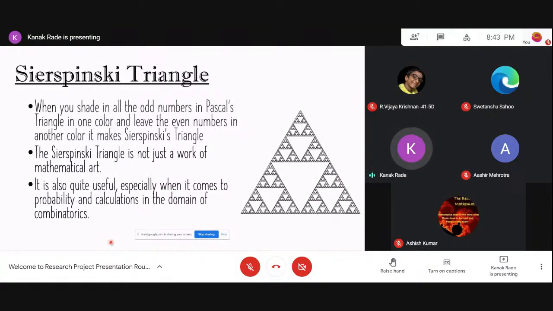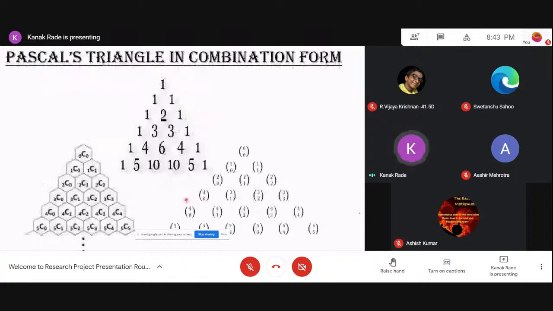The Sahoo triangle. When you shade in all odd numbers in Pascal's triangle in one color and leave the even numbers in another color, it makes the Sahoo triangle. The Sahoo triangle is not just a work of mathematical art. It is also quite useful, especially when it comes to probability and calculations in the domain of combinatorics. Pascal's triangle in combination form. This is how Pascal's triangle is shown in combinatorics.